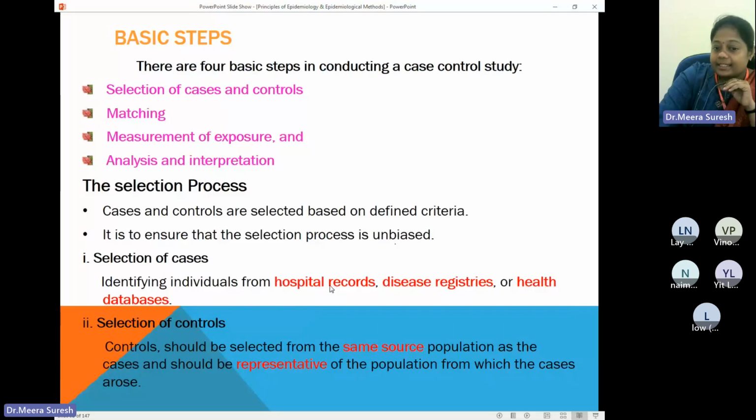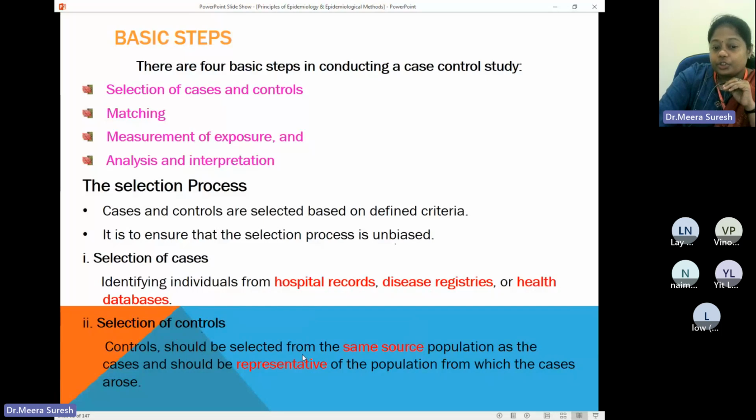So the selection of cases we can take from hospital records, health databases, disease registries, cancer and all. There will be a national registry for cancer conditions. Not sure about Malaysia, but definitely for India there is. So probably for Malaysia also there should be a cancer or any registry.